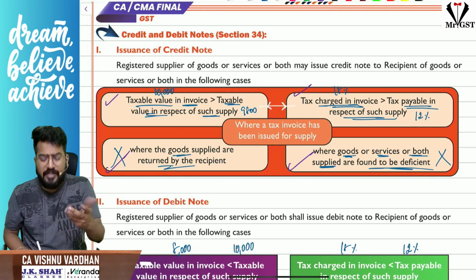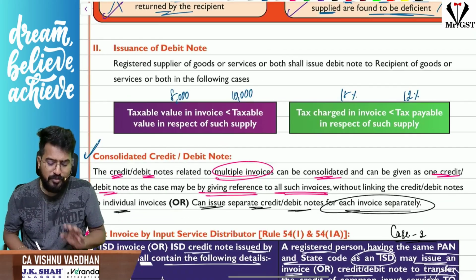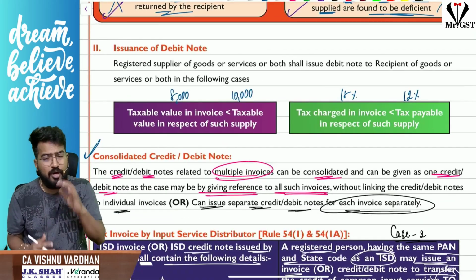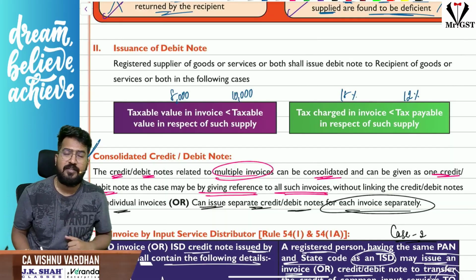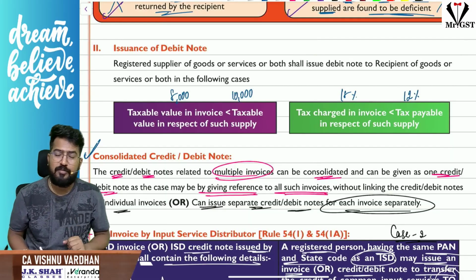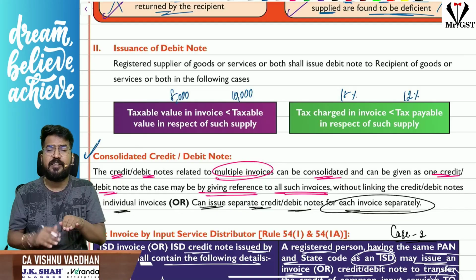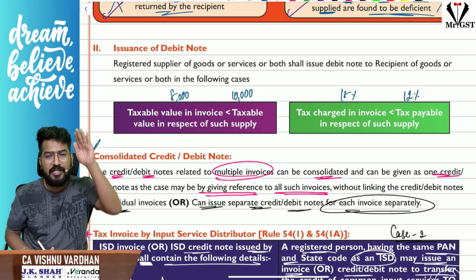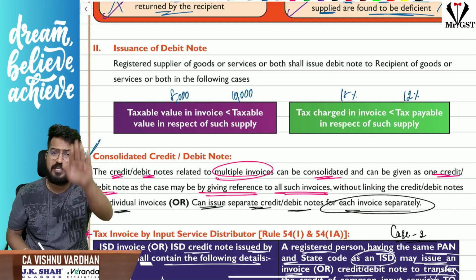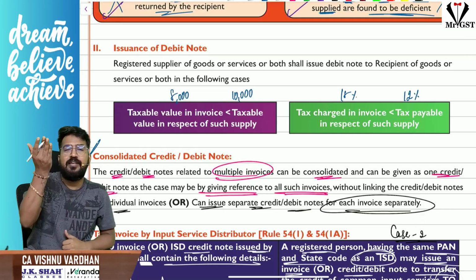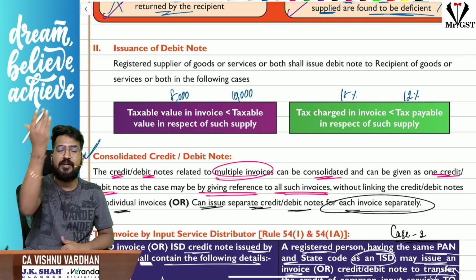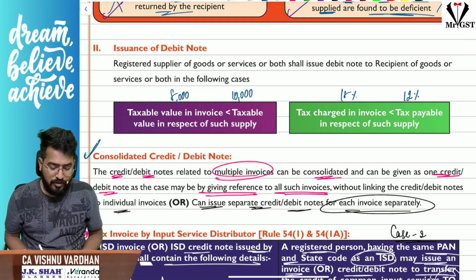And in the same way, a debit note will be issued when we want to increase the value of the supply or when we want to increase the tax liability. So in such cases, the debit note will be issued. So a credit note will decrease the liability, a debit note will increase the liability. When the liability decreases, obviously the opposite party's ITC will also decrease. When the liability increases, automatically the opposite party's ITC will increase. That is the logic we have to remember.